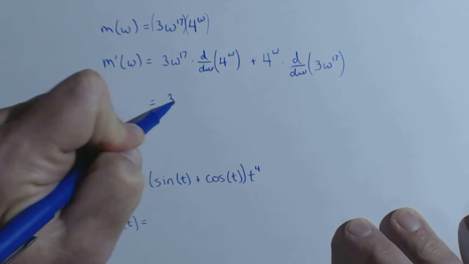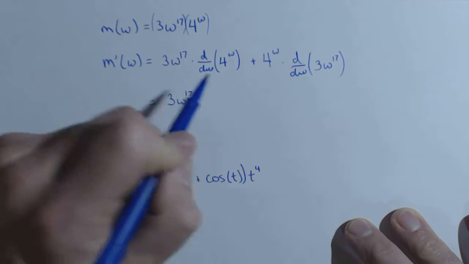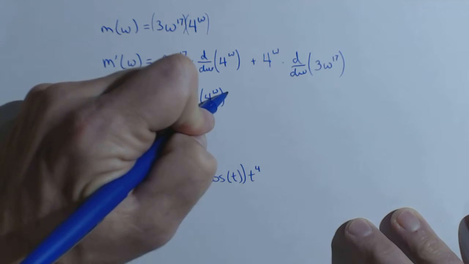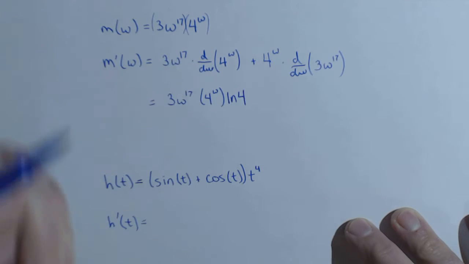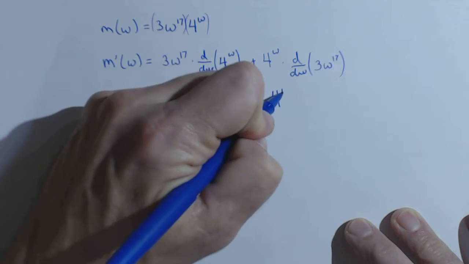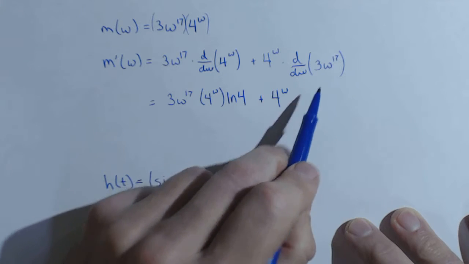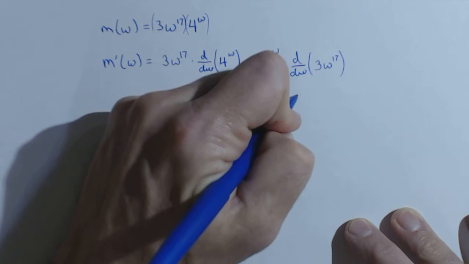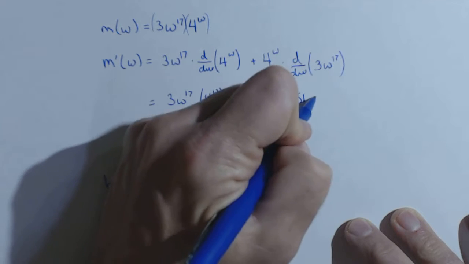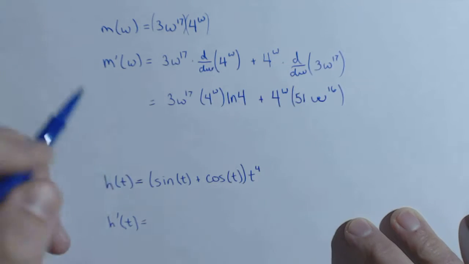So we have 3w to the 17th. Now we're taking the derivative of an exponential that always has itself in it, 4 to the w times the natural log of the base, ln of 4, plus 4 raised to the w, and now the derivative of 3w to the 17th is just a power rule. Bring the power down, that's going to be 51. Let's put it in parentheses for right now, w to the 16th.